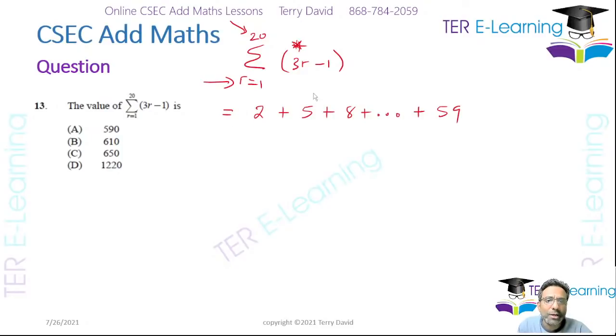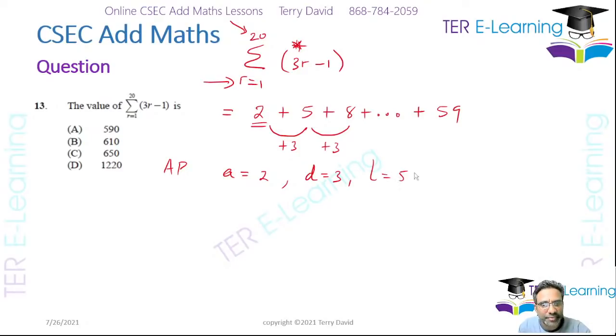So therefore, if we look at the series properly, if you go from 2 to 5, you realize, wait a minute, I'm adding 3. If I go from 5 to 8, I'm still adding 3. So it seems like I keep adding 3. So this here is an arithmetic progression, an AP. My first term is equal to 2. My common difference is going to be equal to 3. And I also know what my last term is. My last term is 59.